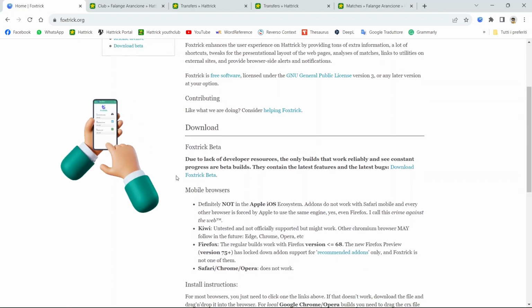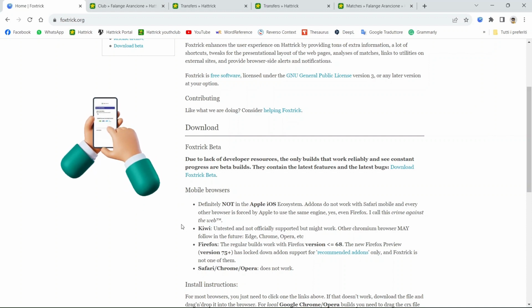Foxtrick is not working with the iOS ecosystem, but it can work on Android with a few mobile browsers like Kiwi, which for sure is working. Some of my friends are using it. I'm using it with Yandex. I will leave you in the description of the video all the information to support you to download and use Foxtrick step by step in your browser.